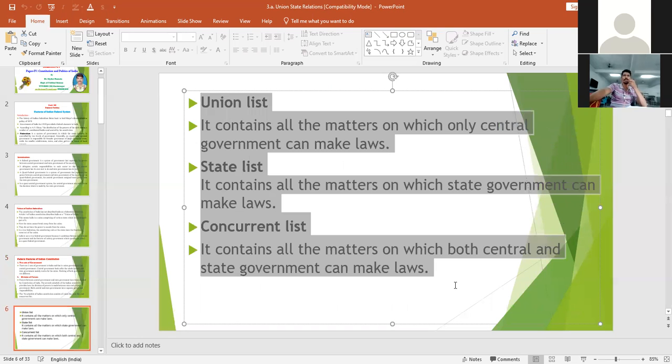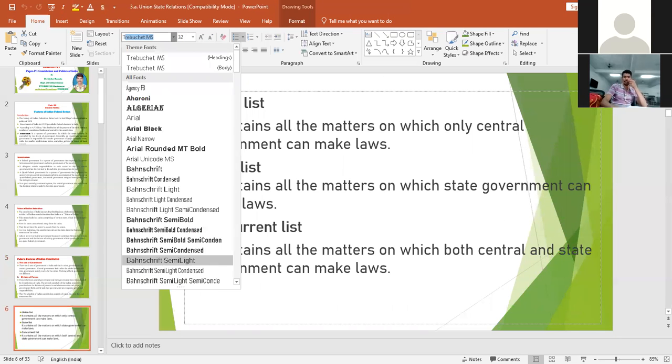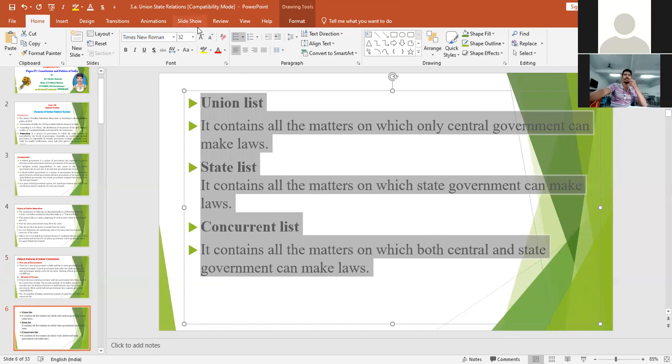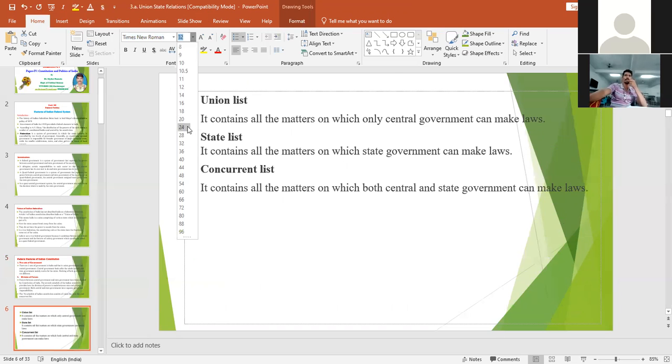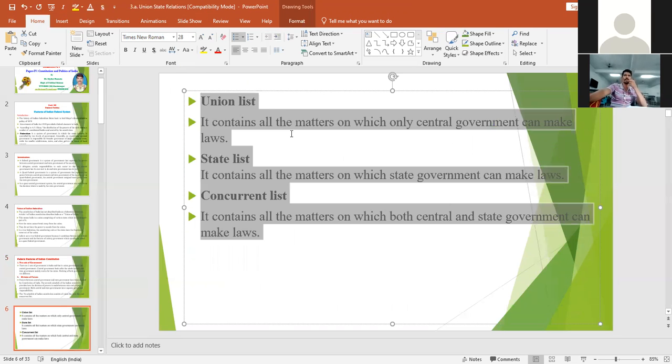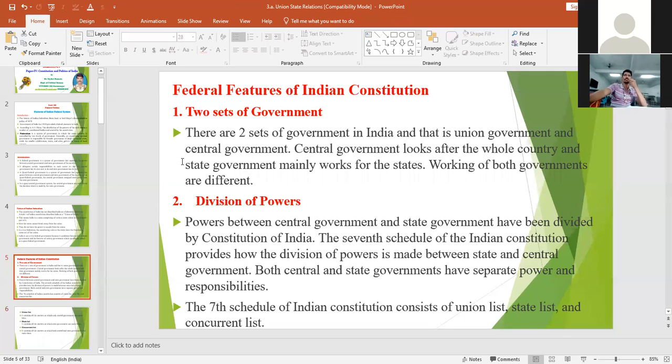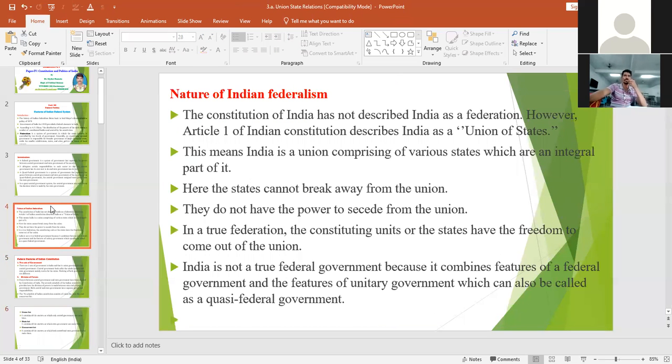We already discussed the division of the lists, the identification of the issues under the various lists, like the central list, the state list, and the concurrent list. So the lists are different. That is the division of powers between the state and the central government, and some of the issues are kept in the concurrent list. That is also something we discussed in our previous class.